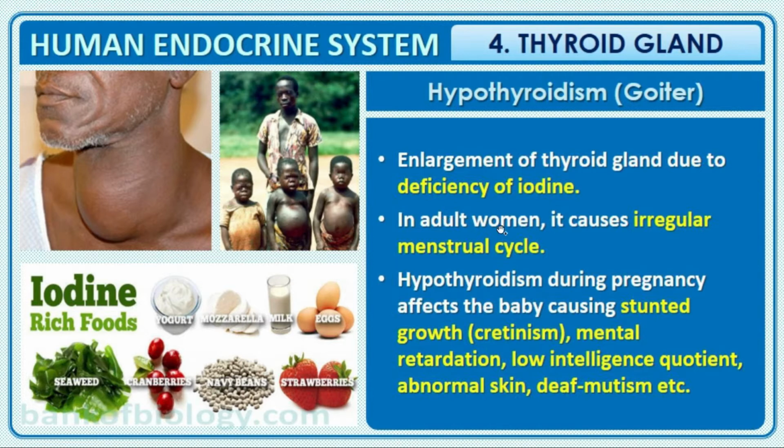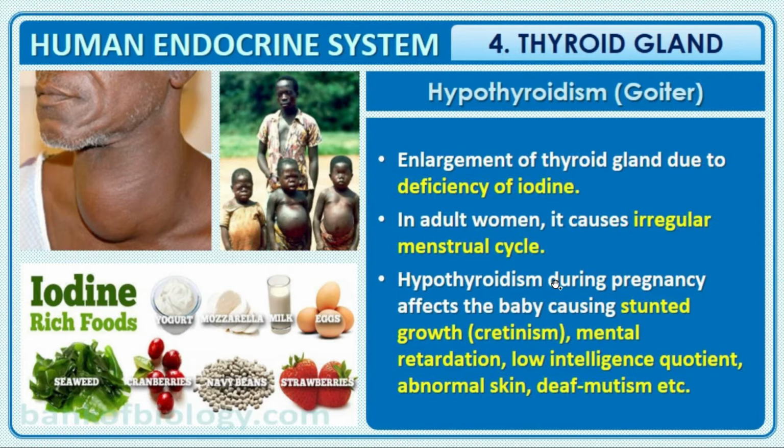In adult women, it causes an irregular menstrual cycle. And hypothyroidism during pregnancy affects the baby, causing stunted growth. That disease is known as cretinism. In babies, deficiency of the thyroid gland causes cretinism. So mental retardation, low intelligence quotient, abnormal skin, deaf mutism. These are the effects of hypothyroidism.